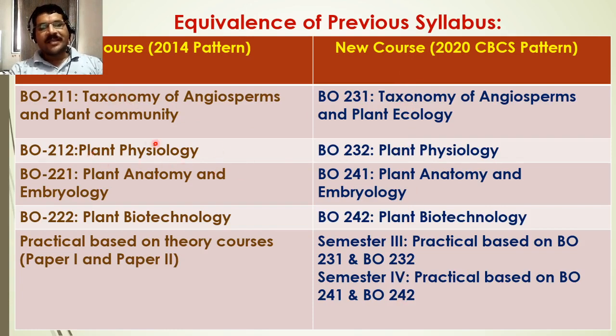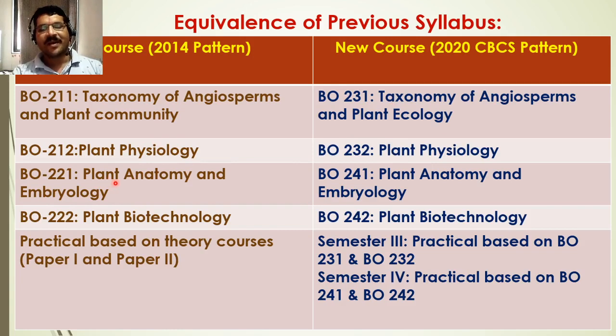The second paper, you can see, is very similar to what it was in the old syllabus: plant physiology, and in the new also plant physiology. Paper codes are changed due to the CBCS pattern. Then these are the papers of third semester. Now we will proceed to the fourth semester.